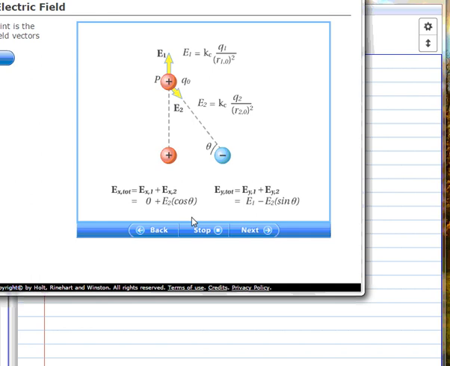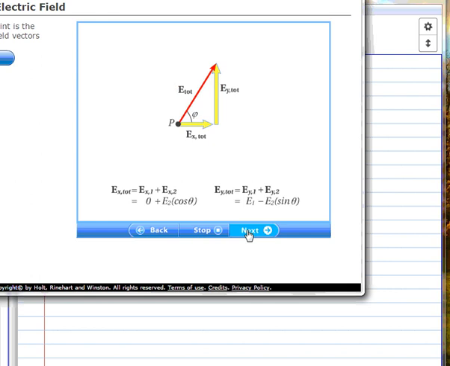Now the x and y components of each electric field can be found separately. Then the components can be added to give the x and y components of the net electric field, which are shown here. These components can be added by drawing them to scale on graph paper. E tot, the magnitude of the net electric field, can be measured with a ruler. The angle phi, the direction of the net electric field, can be measured with a protractor.